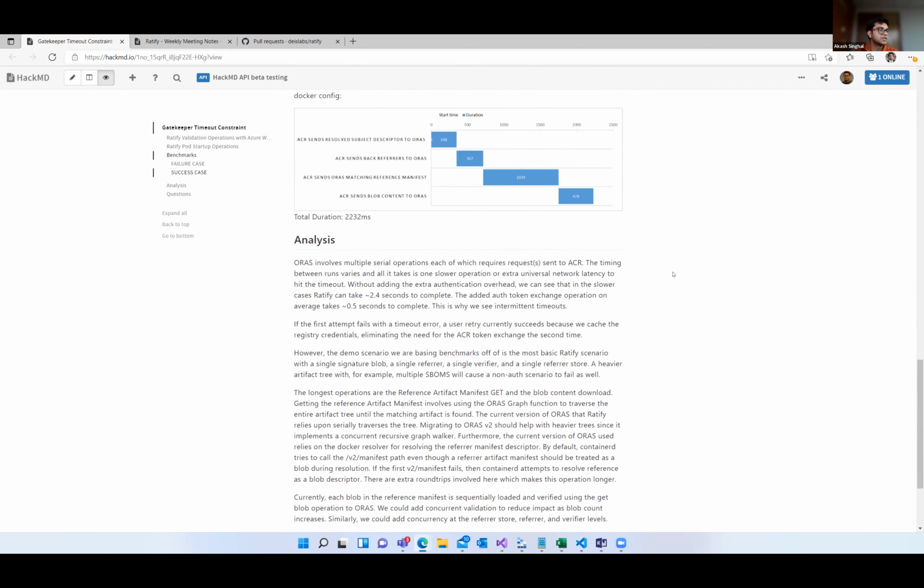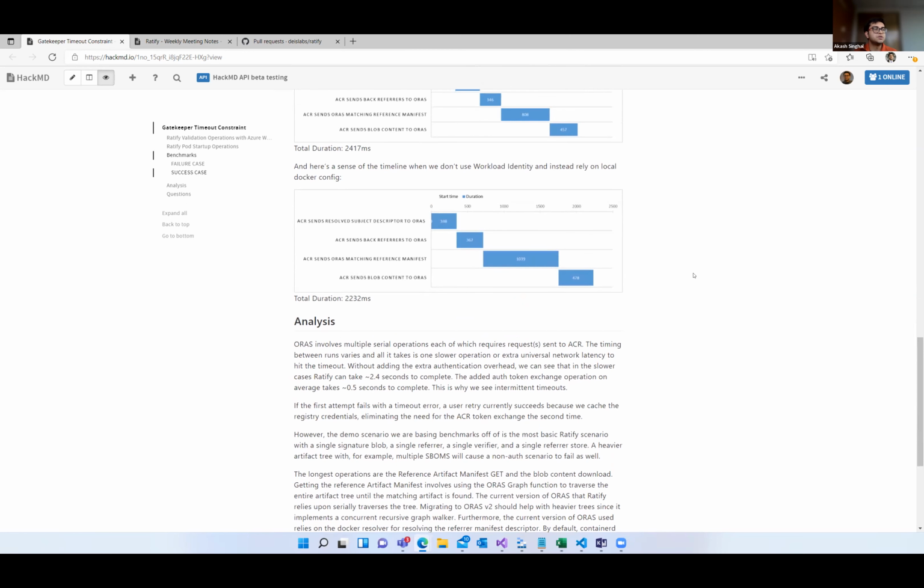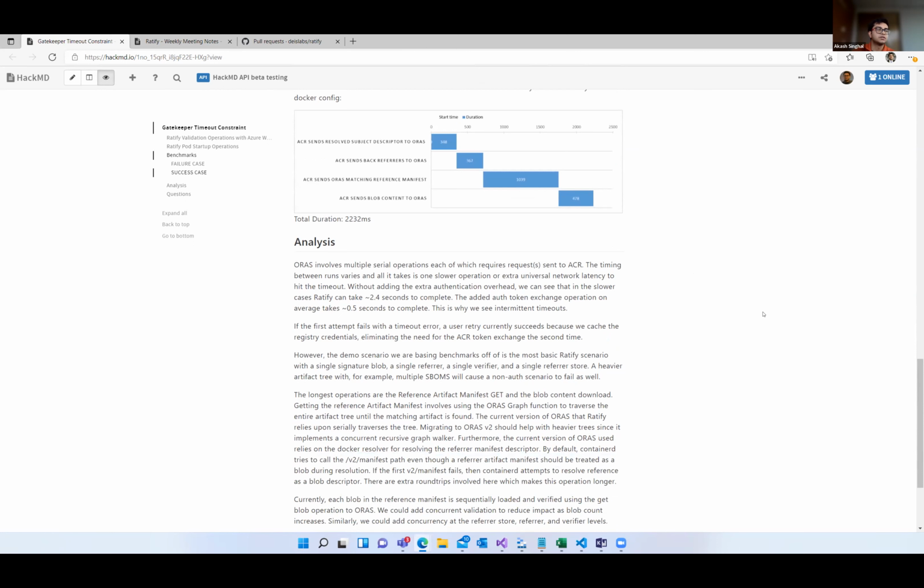The other thing to notice is that currently this scenario is the most basic Ratify scenario that anyone who uses Ratify would use, because there's a single refer store, there's a single verifier, there's a single artifact with a signature with a single blob in it. So it's all at the most basic level. So if we're failing at this point, this is definitely an issue.